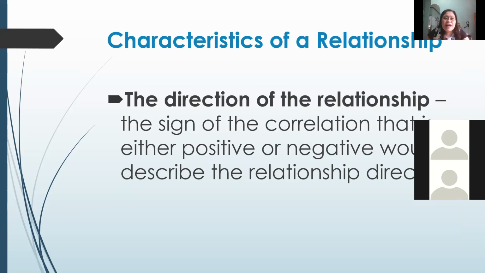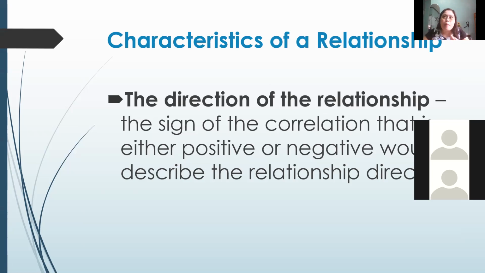So we are looking here for the relationship of two variables. Kung naa ba sila relationship with each other or wala. So the first characteristic of a relationship is the direction of the relationship. Pag mag-compute ta sa t-test, di ba, we always disregard the sign. Kung makakuha tag t-score, bisan pa og negative ang makuha na t-score, pag atong i-compare with the tabular t-score, we disregard the sign.